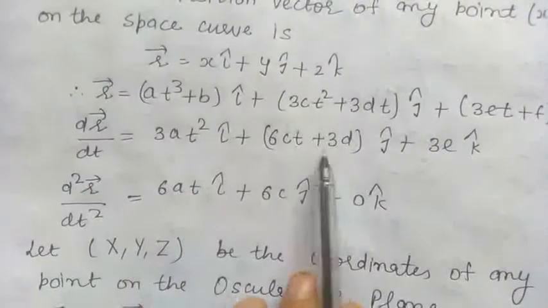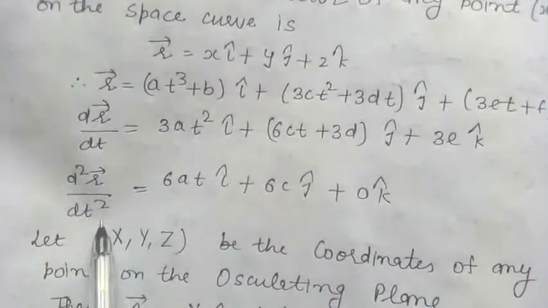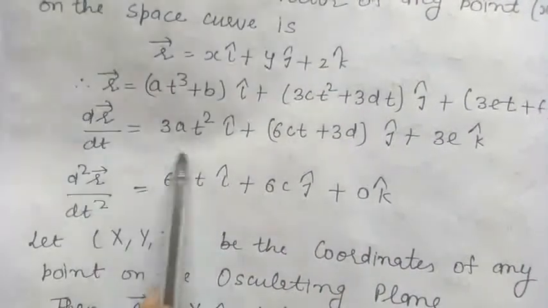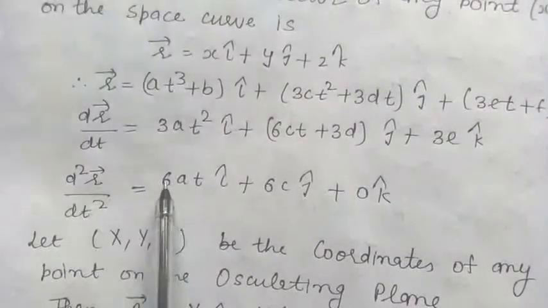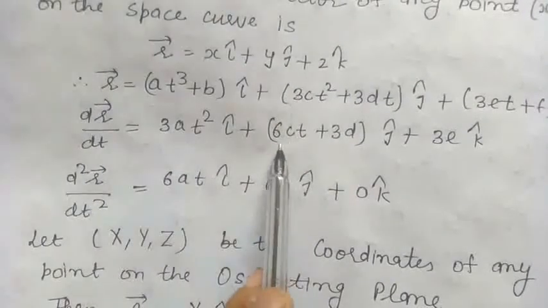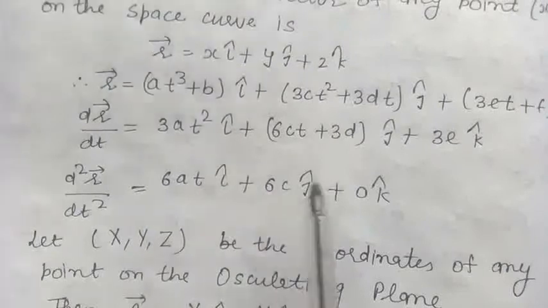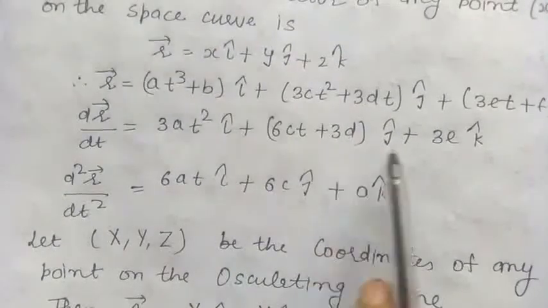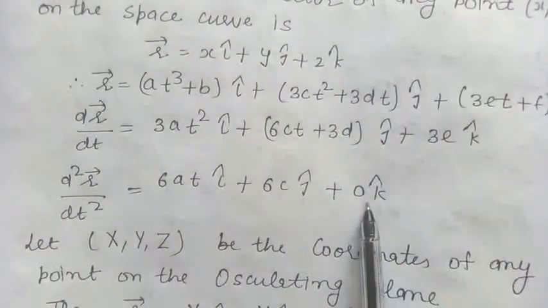Again differentiating with respect to t to find the second derivative of vector r. Now the derivative of 3at square is 6at. The derivative of 6et is 6e. The derivative of 3d is 0. The derivative of 3e is also 0.